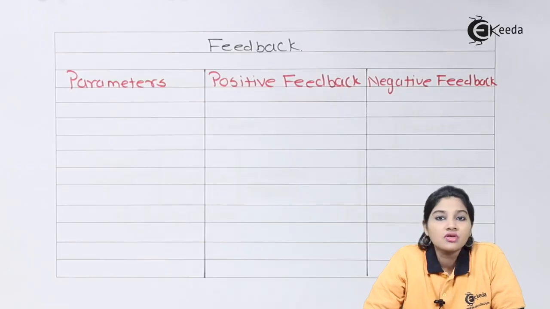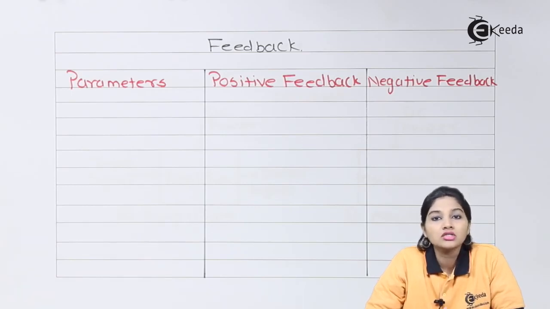Feedback is basically considered as a process of applying output or part of output again back to the input. With the help of feedback, we can have many applications in electronic circuit. Basically, there are two types of feedback, positive feedback and negative feedback.